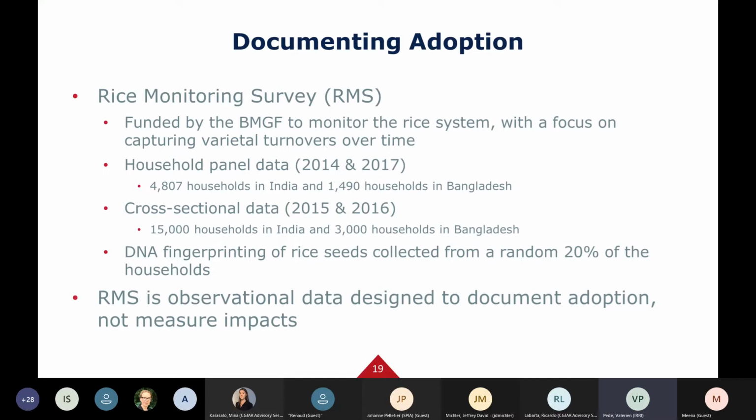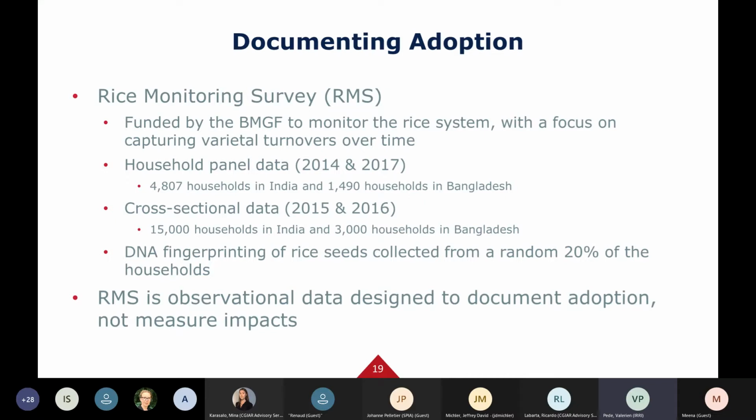As you can see on the screen here, there's a panel of household data, 2014 and 2017, covering 4,800 households in India, almost 1.5 thousand households in Bangladesh. In addition to that, in between 2014 and 2017, there were also some cross-sectional data being collected, for example, 15,000 households on which data were collected in India, and 3,000 households on which data were collected in Bangladesh.